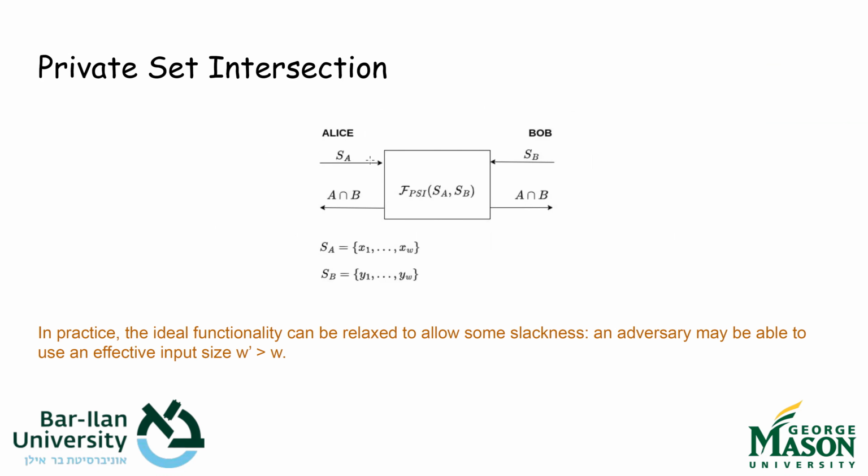First, I'd like to introduce the private set intersection problem briefly. The PSI ideal functionality takes input from Alice and Bob. It has a set size W. The functionality then computes the intersection between the two input sets and gives the output to Alice and Bob. In practice, the ideal functionality can be relaxed to allow some slackness, where an adversary may be able to use an effective input set of size W prime greater than the agreed upon W.